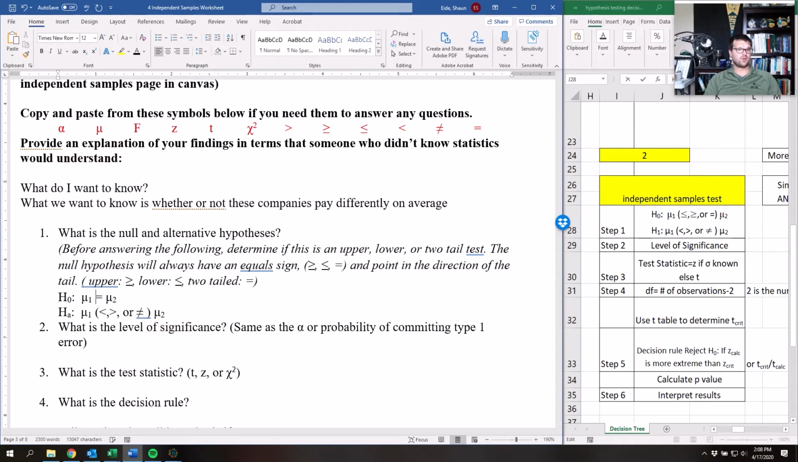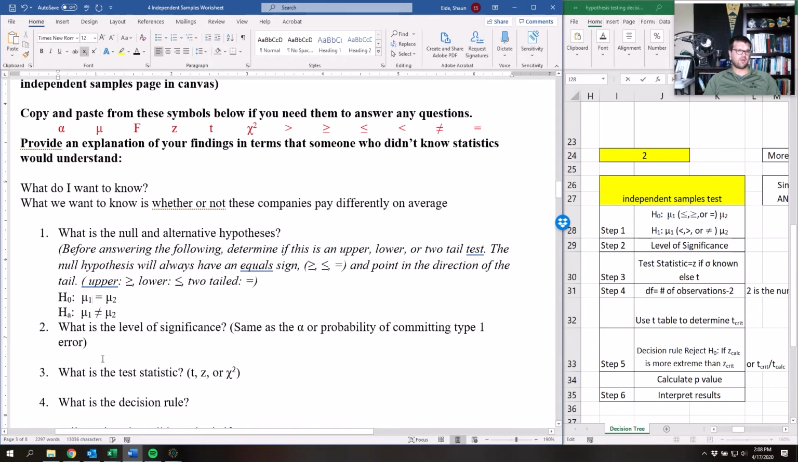If we want to know are they different, then we know that it is a two-tailed test, and that the null hypothesis is going to be that there is no difference between the two. There's no direction at all. It just says, are they different? And then the alternative hypothesis is going to say that there is a difference.